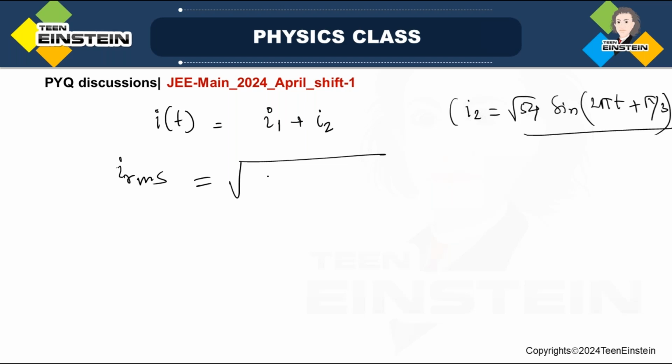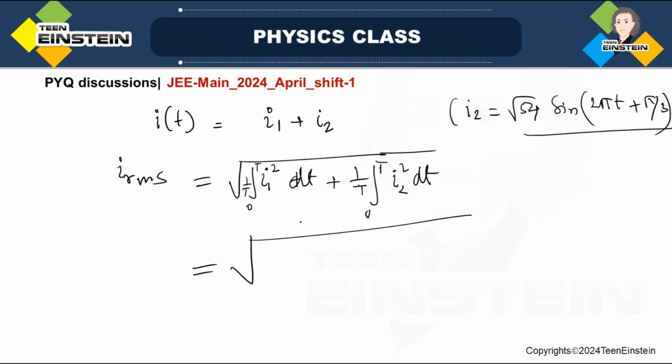square root of the average of I squared. So this is an integration. I have to take the square average, 1 over the full time cycle, 0 to T, of I1 squared dt, plus 1 over T, 0 to T, of I2 squared dt. See, I2 is this one.